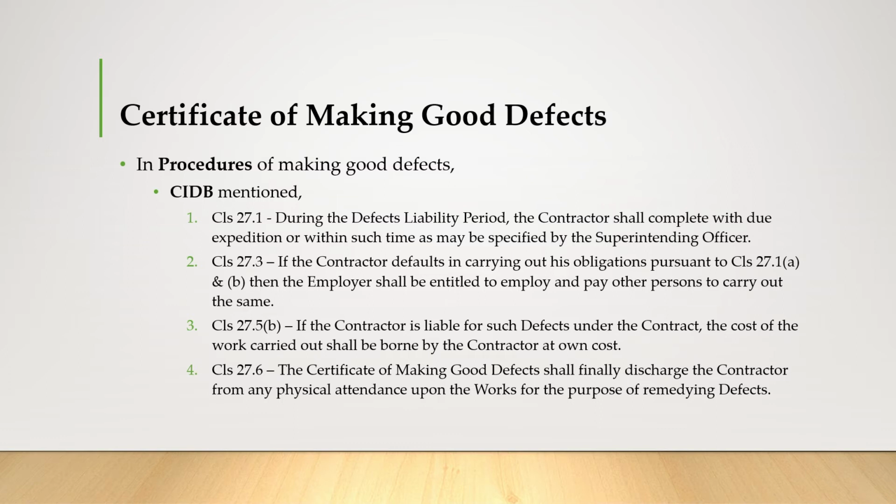So in clause 27.5b, if the contractor is liable for such defects under the contract, the cost of the work carried out shall be borne by the contractor. So lastly, clause 27.6, the certificate of making good defects shall finally discharge the contractor from any physical attendance upon the works for the purpose of remedying defects.